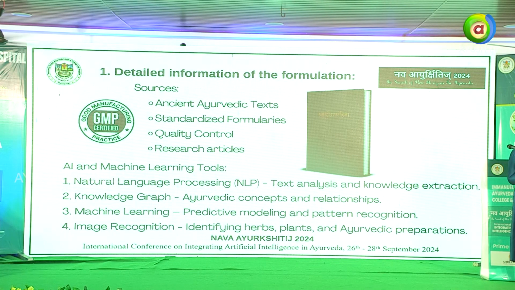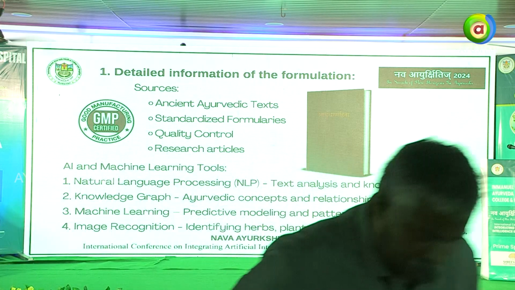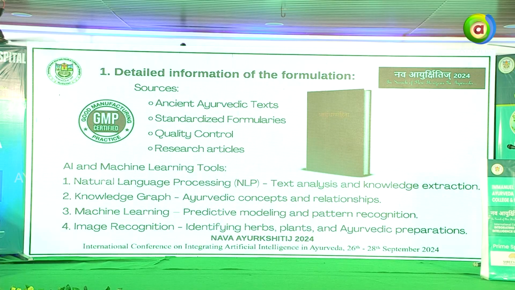First of all, I say AI is nothing but that which mimics human intelligence. So as a human, we need to know the data collection. From Ayurvedic texts like Sharangadhara, Charaka, Ashtanga, we get the knowledge. Then standard formularies like API, AFI, we take the data, and quality control, GMP, as it is pharmaceuticals, GMP is included. Then research articles, not all research articles, good articles.